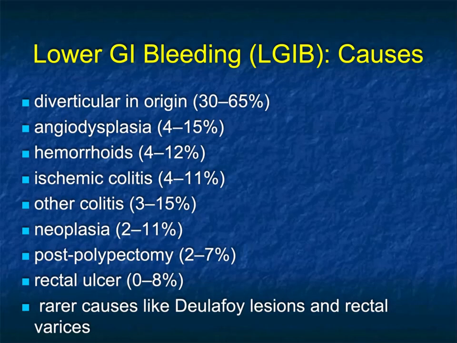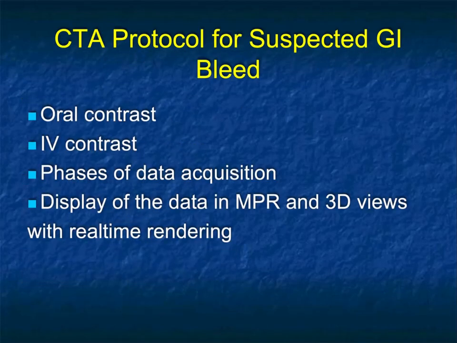Now, a few other facts. When you look at lower GI bleeding, first thing we think about is diverticular disease, then angiodysplasia, and then hemorrhoids. But there are multiple other possibilities, including things like Dieulafoy lesions and rectal varices, as well as other colitis.